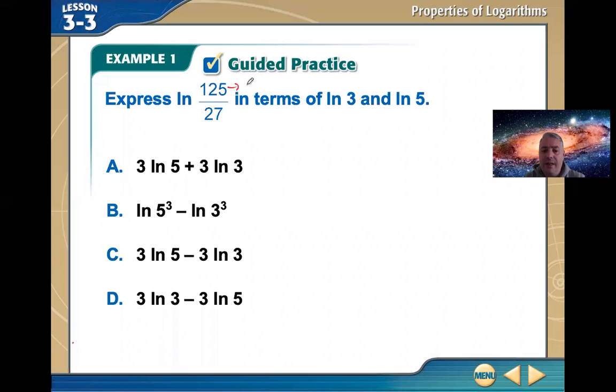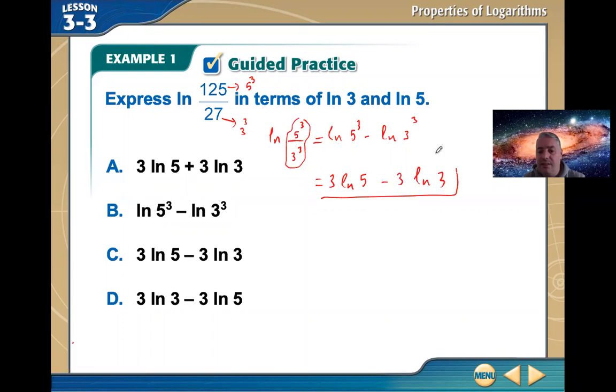125, we can write 5 to the power of 3. 27, we can write 3 to the power of 3. So it will be ln of 5 to the power of 3 over 3 to the power of 3, which is equal to, since I have division, ln 5 to 3 minus ln 3 to 3. By using the power rule, 3 times ln 5 minus 3 times ln 3. That's it. This is the answer.